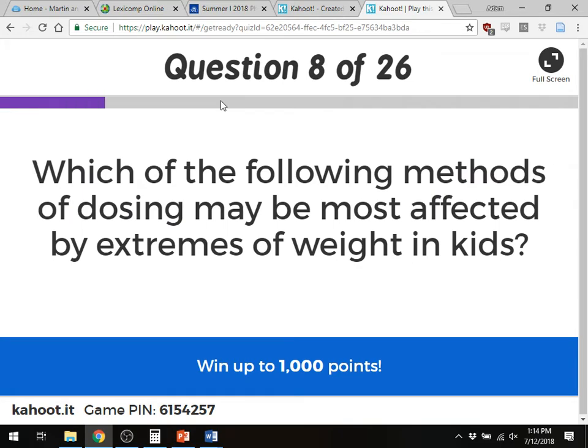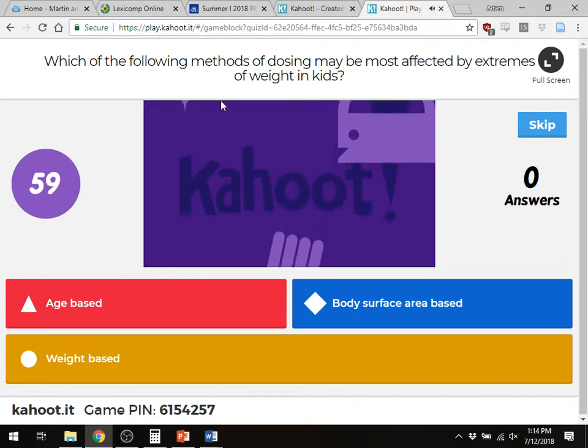Which of the following methods of dosing may be most affected by extremes of weight in children? So it would be age-based, body surface area-based, or weight-based.